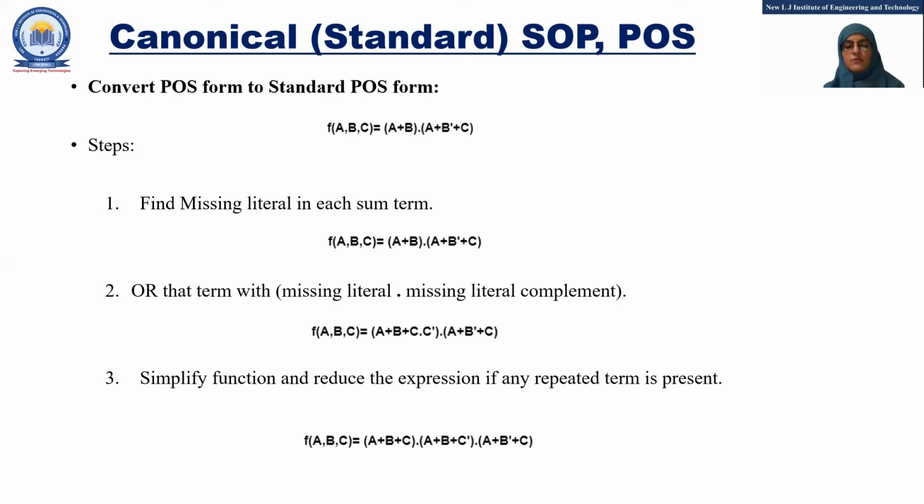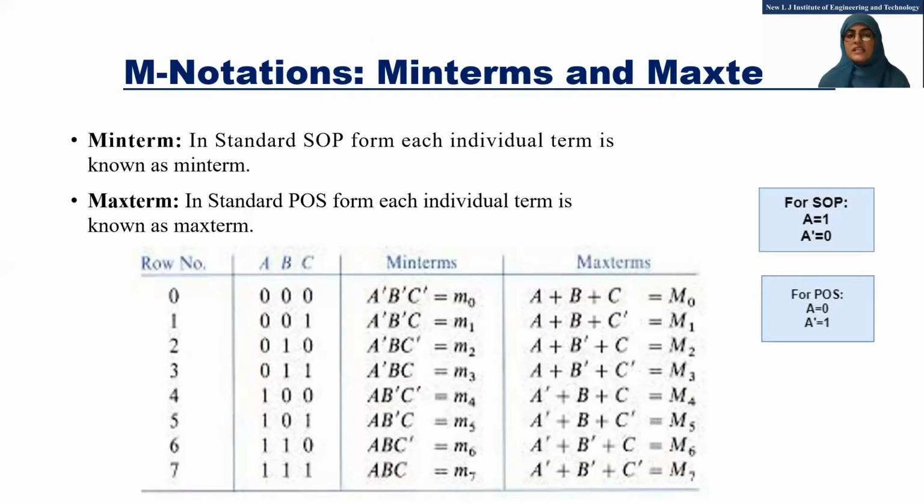So it will be equal to (A plus B plus C)(A plus B plus C prime)(A plus B prime plus C). This is the standard POS form. Next topic is M notation, min terms and max terms. Min term is the standard SOP form in which each individual term is known as a min term. And max term is the standard POS form in which each individual term is known as a max term.